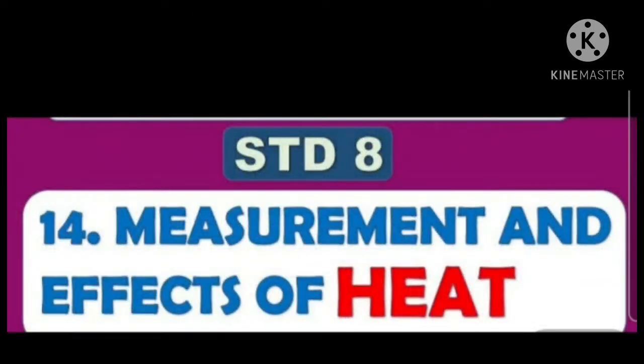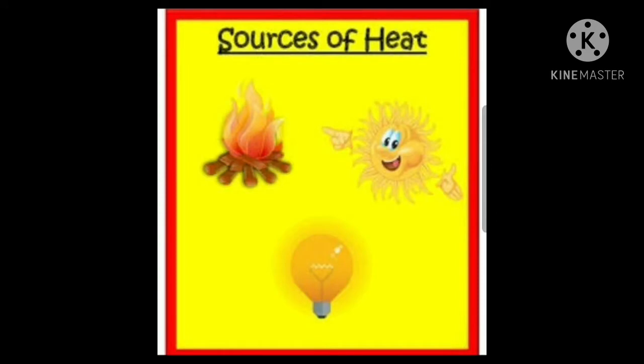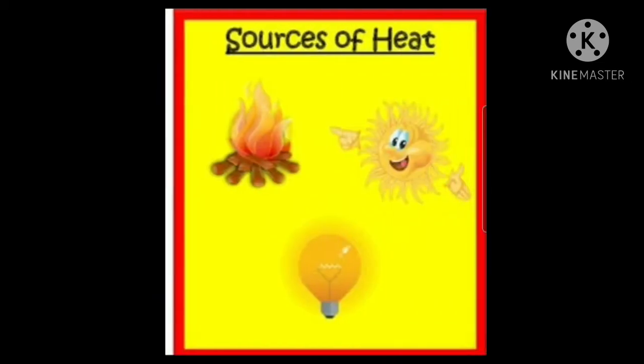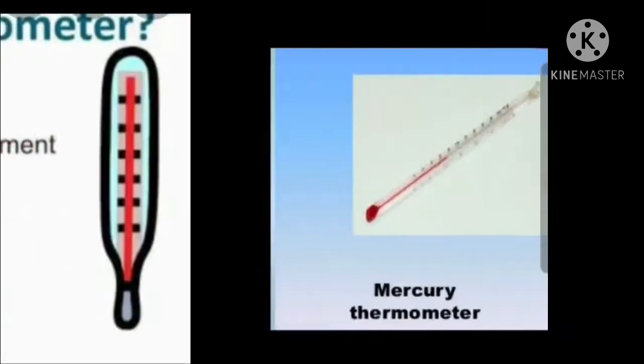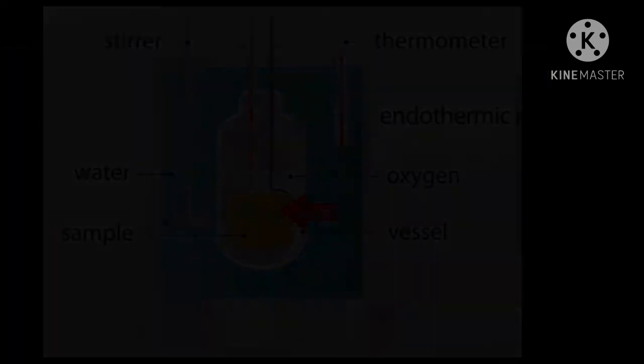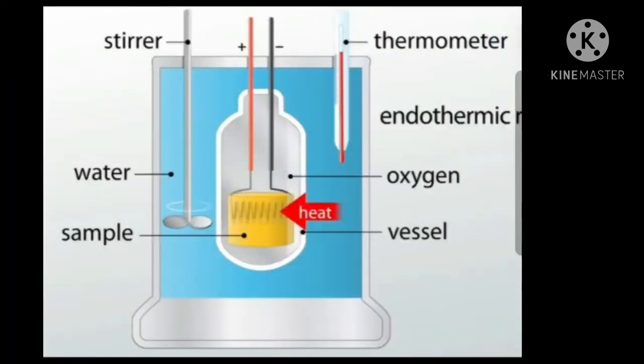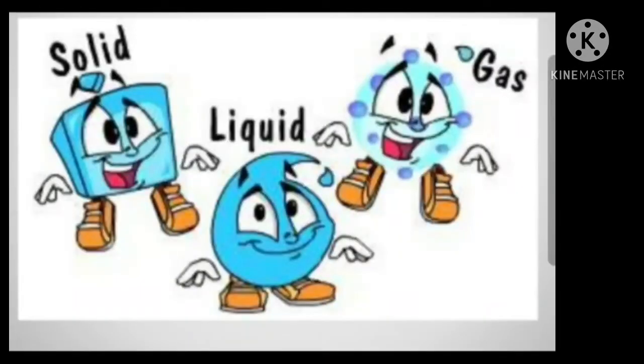Today, we are going to study chapter number 14 in science, that is measurement and effects of heat. In this chapter, we are going to study sources of heat, heat transformation, types of thermometer, information about calorimeter, and expansion of heat on solid, liquid and gaseous substances.